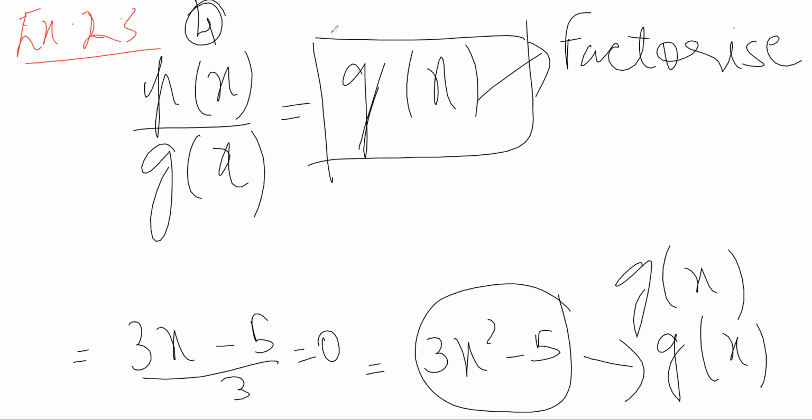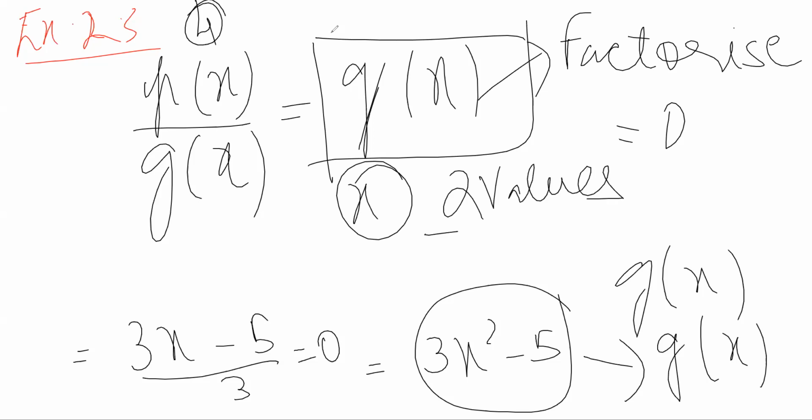After factorizing, you equate it to 0 and you find the values of x. You will get two values for x, and those two values of x are the other two zeros. So at last, in the question, they're asking to obtain all other zeros. It's not all zeros, it's all other zeros.